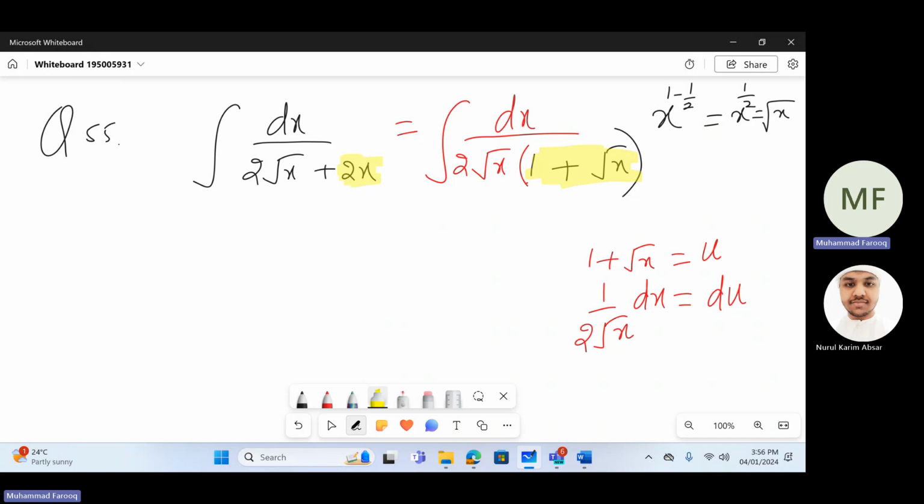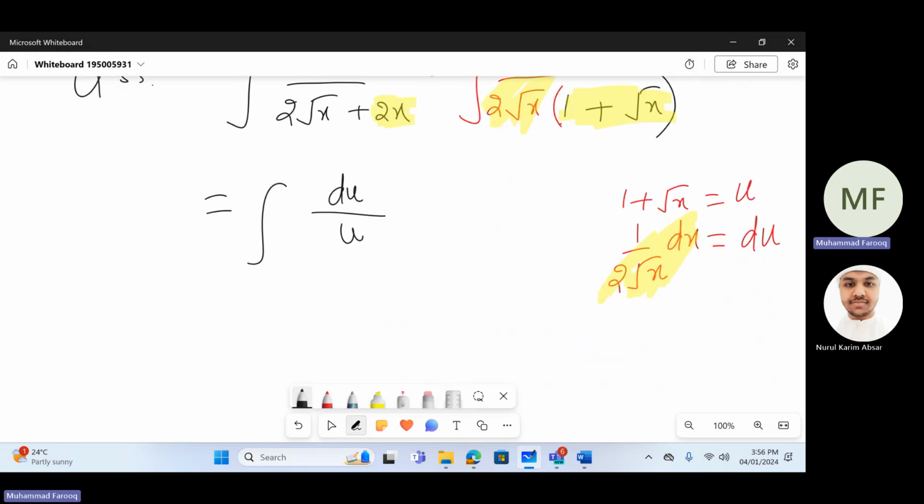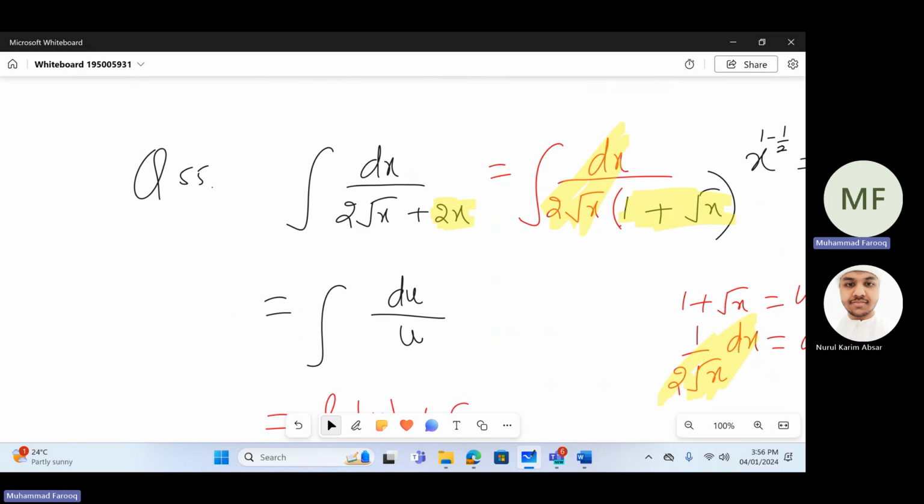Now please observe. Do you have this part in your question? Yes, dx divided by 2 root x. Oh yes, look here, dx by root x. It's really how much? du. So now this becomes the integral of dx over 2 root x, which is du, divided by 1 plus root x, which is u. And what is the integral of du by u? Of course, ln absolute value of u, plus c because this is indefinite. There is no limit, that's why we put plus c.